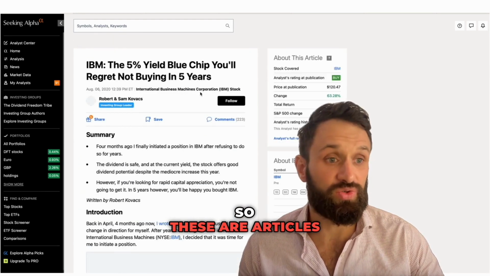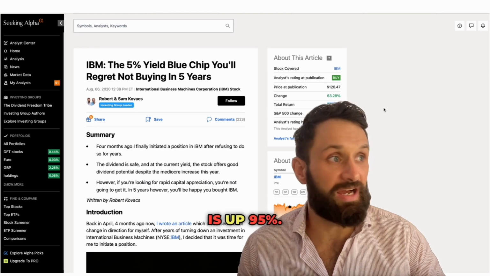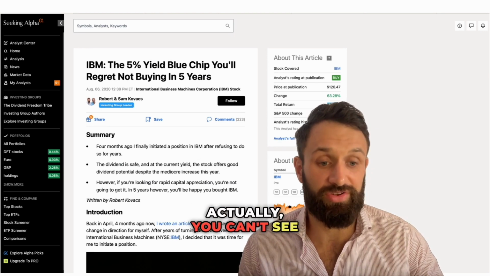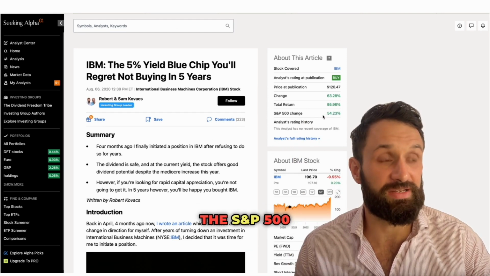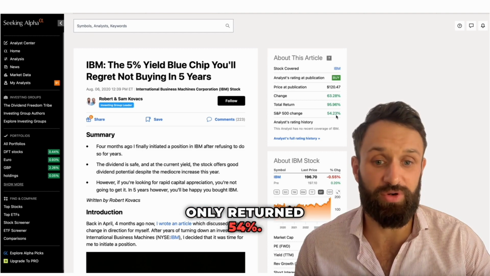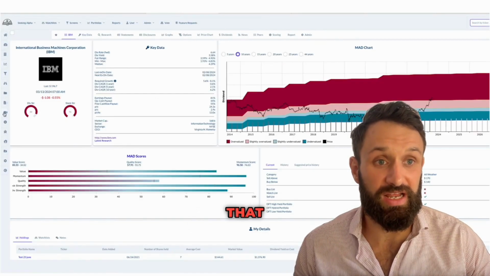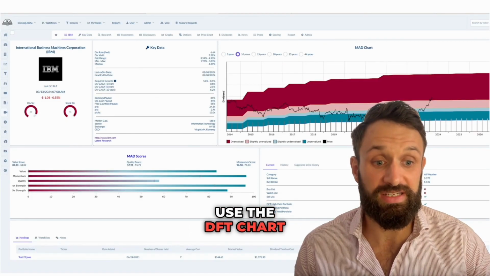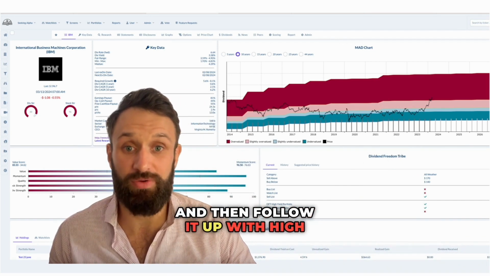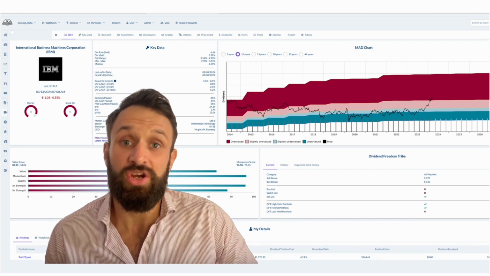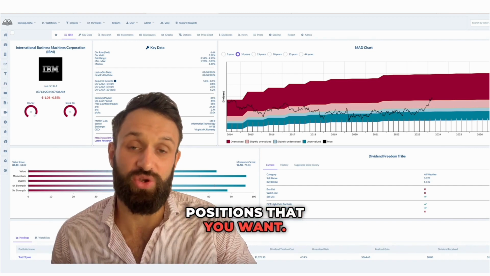So these are articles which we had published at the time, and as you can see, since these recommendations, IBM is up 95%. Actually, you can't see that. Let me move myself out of the way. IBM has returned a total of 95%, whereas the S&P 500 has only returned 54%. So not bad. But what this shows you is that if you can use the DFT chart as a tool to enter positions and then follow it up with high quality equity analysis, you'll have the edge you need to get the returns from your dividend positions that you want.